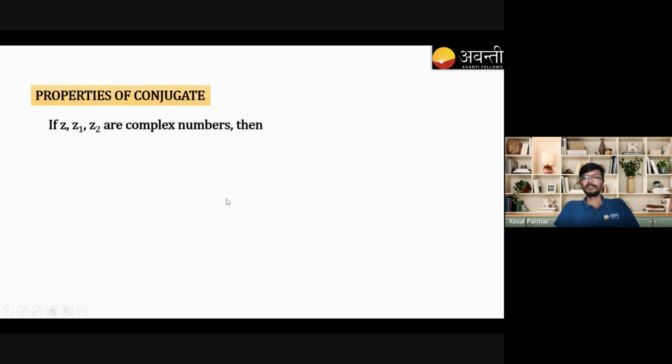Properties of conjugate. Now, this is something very important and frequently asked in questions also. So, let's study the properties of conjugate numbers. So, let's say z bar, a bar.